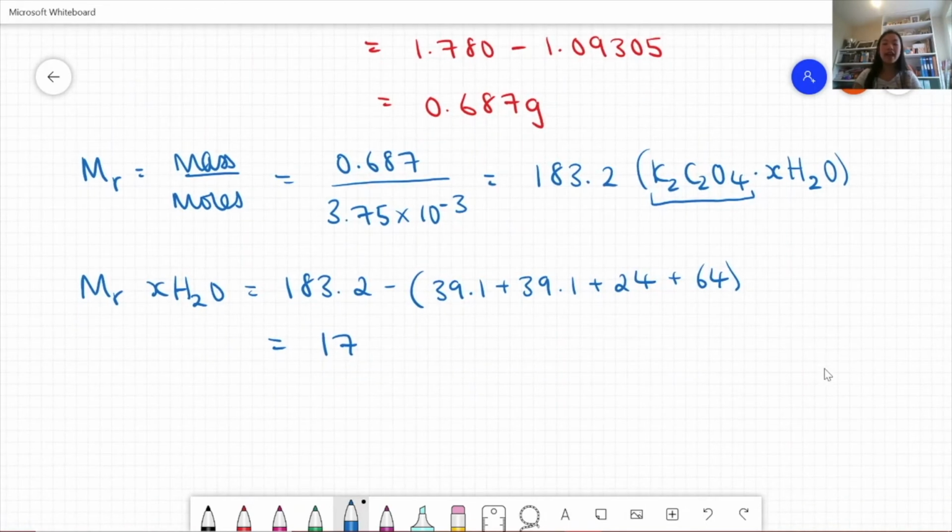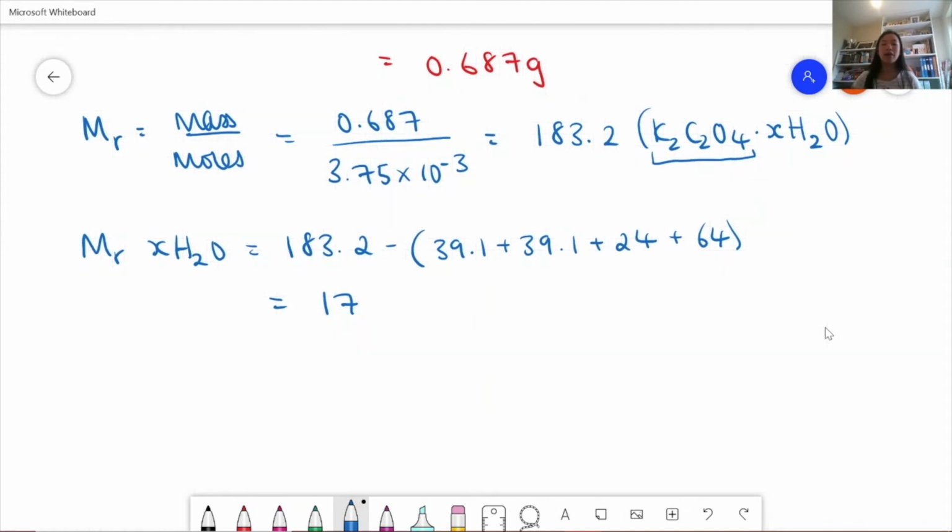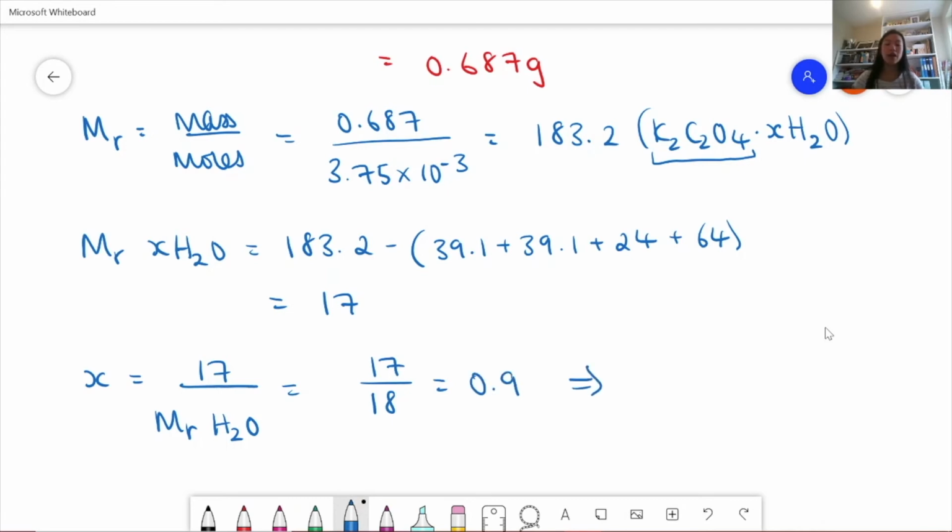So now we can find X by dividing this by the MR of H2O. So X equals 17 over the MR of H2O. And this is 17 over 18. So this gives us 0.9. And so we round it up, and therefore X is equal to 1.